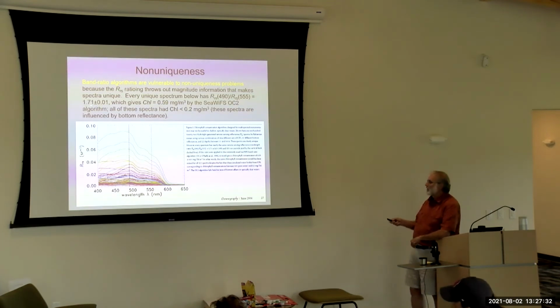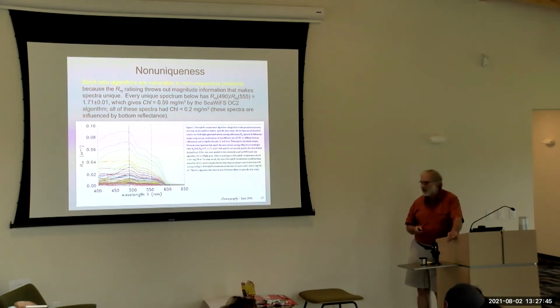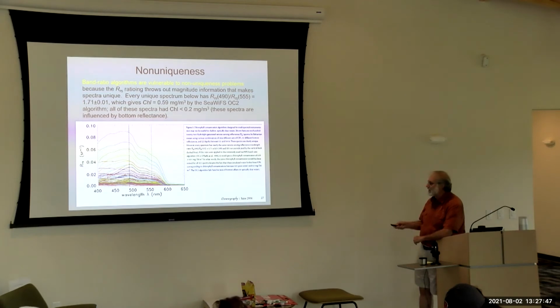It's about 1.71 plus or minus 0.01. So in one case, you look at those spectra and say, well, yeah, those are obviously totally different, but they all look the same from a band ratio. So that means you end up getting non-uniqueness problems with band ratio algorithms.